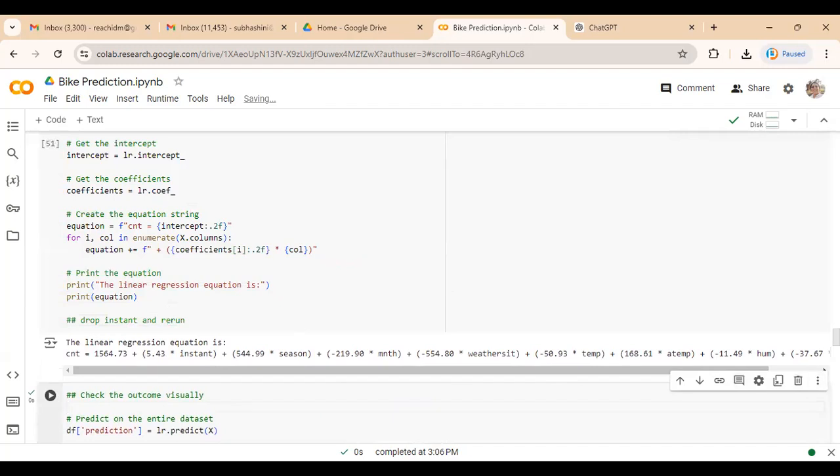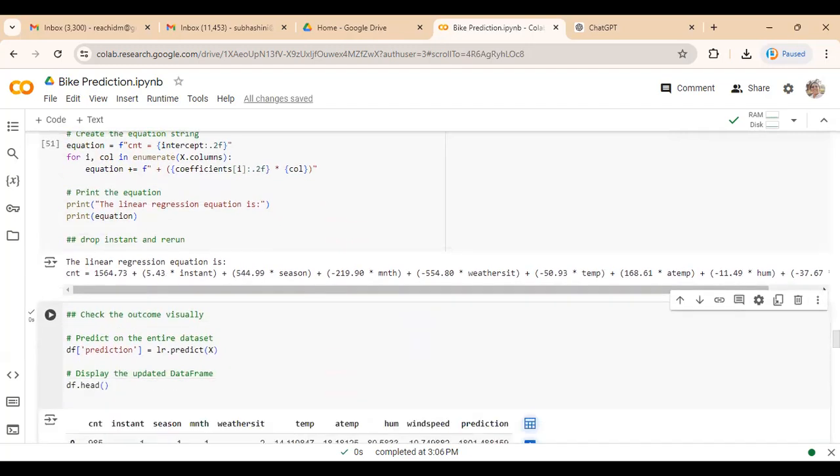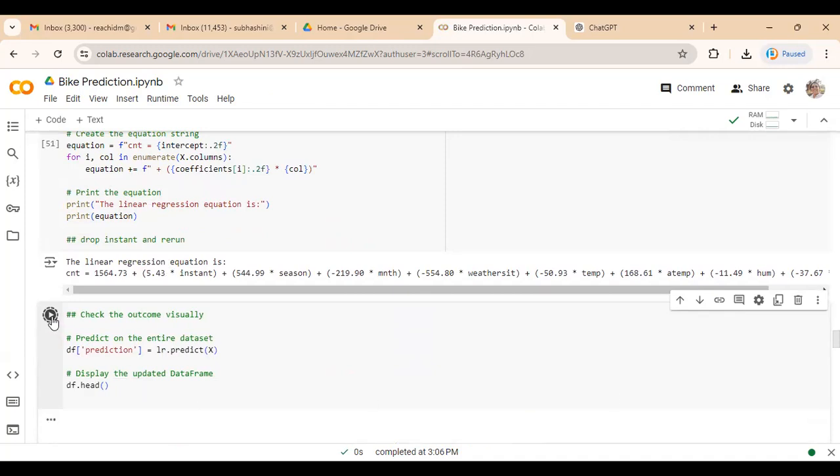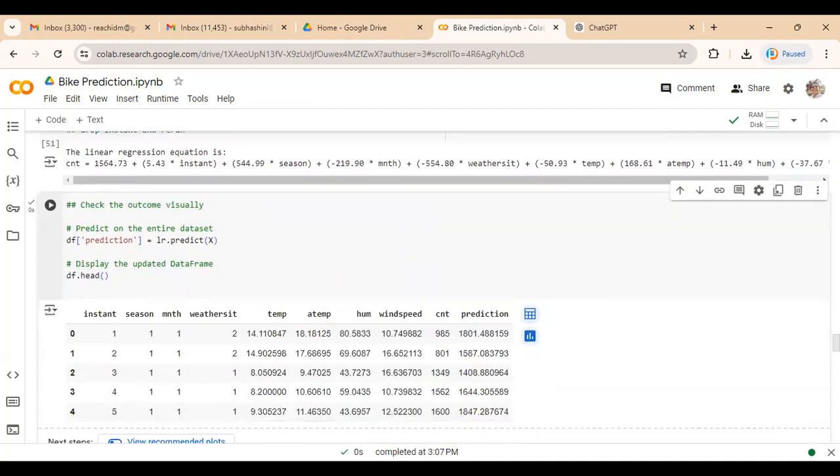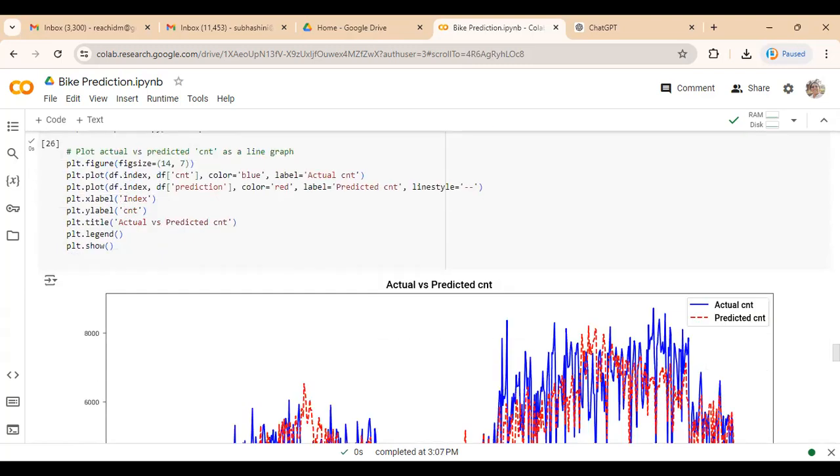Okay, so let's look at the outcome visually. What are we saying? So let's see how, if we were to create a prediction column in the data set, what will it predict? So you can see it is predicting 1801, 1587 and such values, saying that on this particular date, this is what is going to be the values.